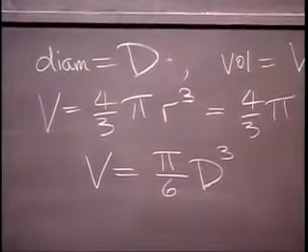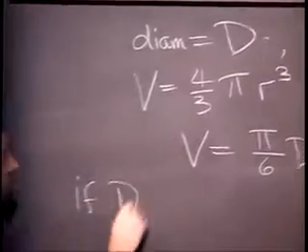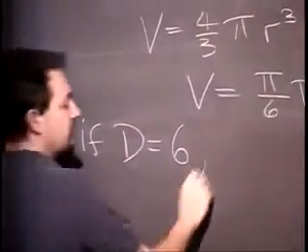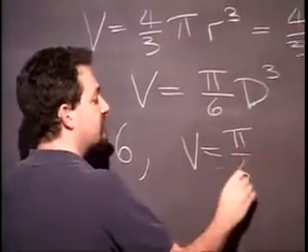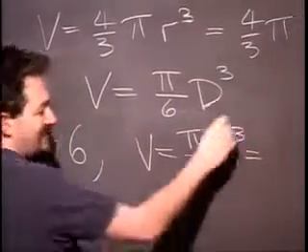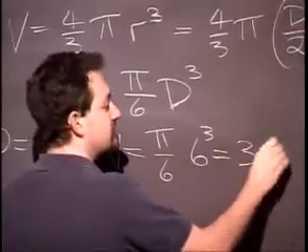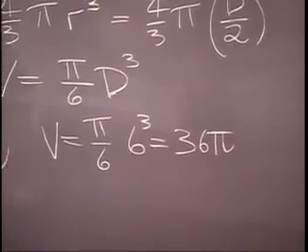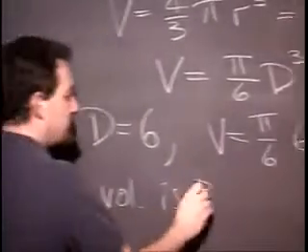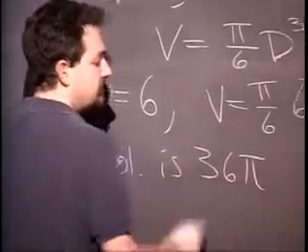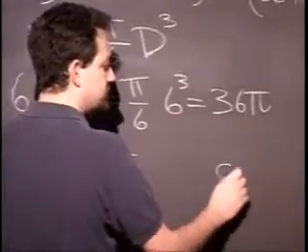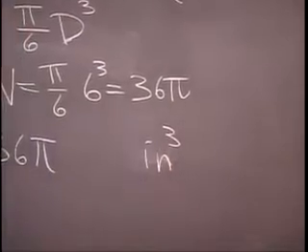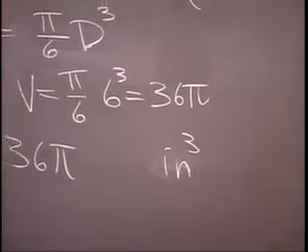Okay, so if d is equal to 6, that's the diameter which we've measured, volume is pi over 6 times 6 cubed, and we get a bit of cancellation, and it turns out to be 36 pi. Now, so the volume is 36 pi cubic inches. But there's no calculus, I've just used the formula.